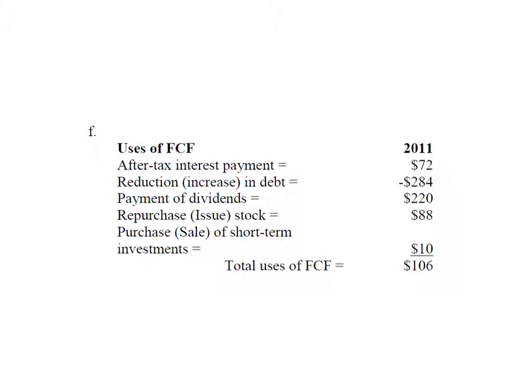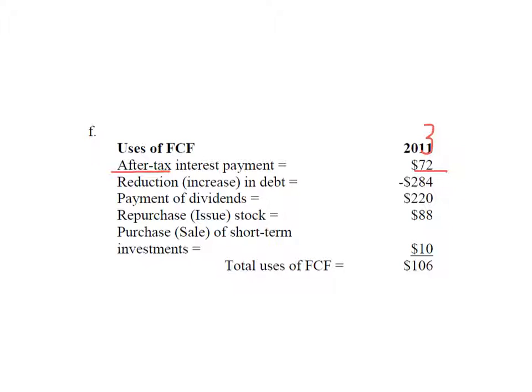In this question, we can also try to understand how the company used the free cash flows. If we look at the 2013 number, we can see the company actually paid some interest expense. If you look at the interest expense from the income statement, use that number multiplied by 1 minus t, where t is the 40% tax rate, then you can see the after-tax interest payment is 72.